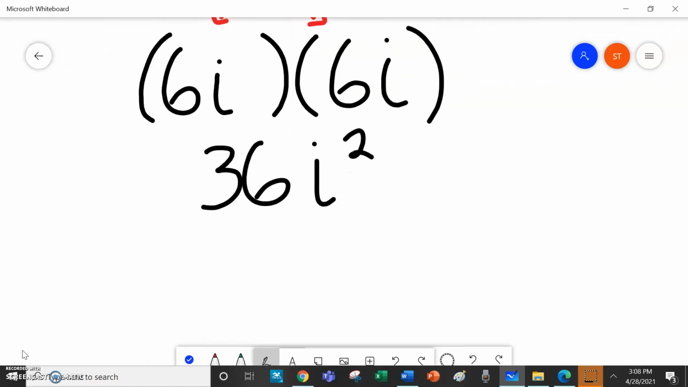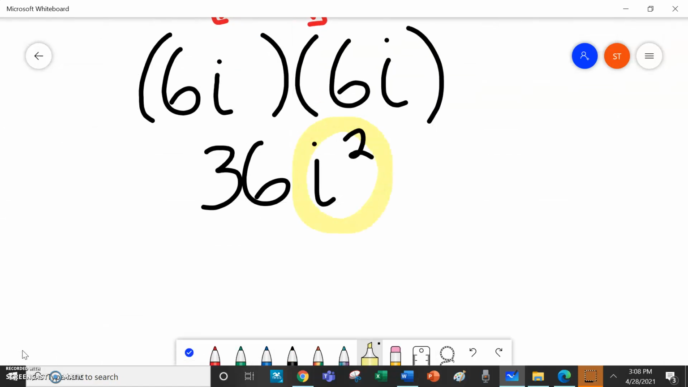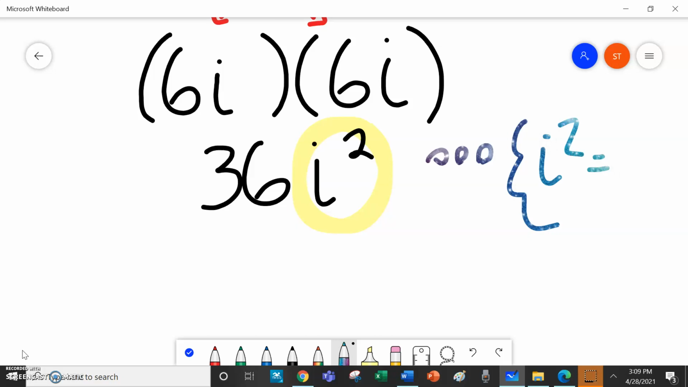Now, this is where I'm going to do one more piece of simplification, remembering that i to the second power is actually equal to -1, because i is the square root of -1. So the square root of -1 squared is going to be -1.